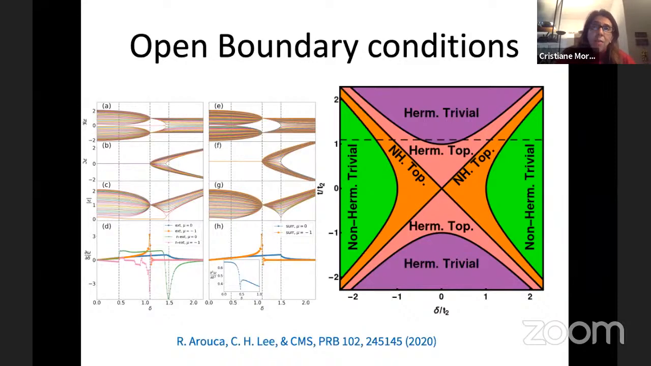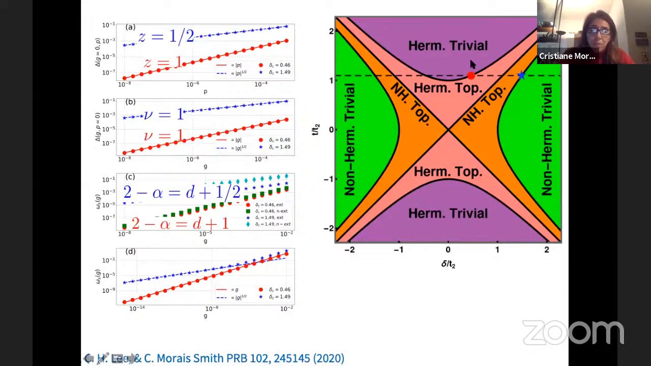But we need to look now at the scaling to try to understand further what's going on here and here for these novel phase transitions. So let's now look at the transition from the Hermitian trivial to topological and at the phase transition from the non-Hermitian trivial to topological. One is represented in red, the other is represented in blue. Okay, so for the red one, I had precisely what I had before when I look at the scaling of my gap as a function of P, or at the scaling of my gap as a function of G.